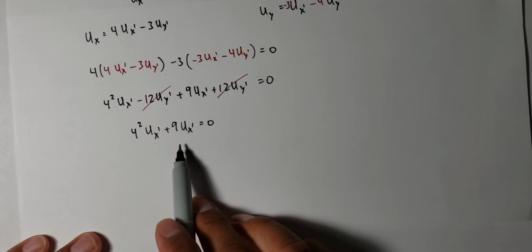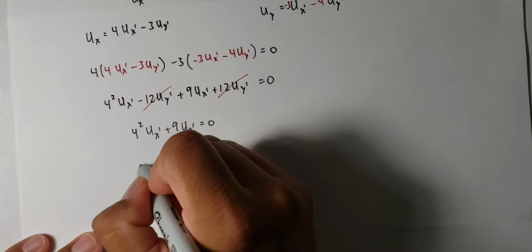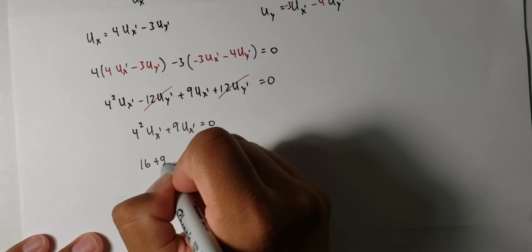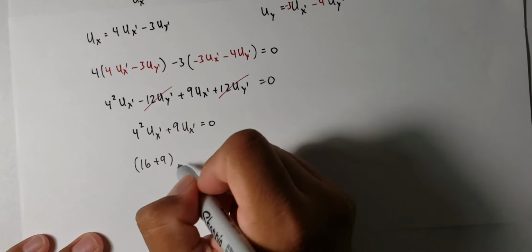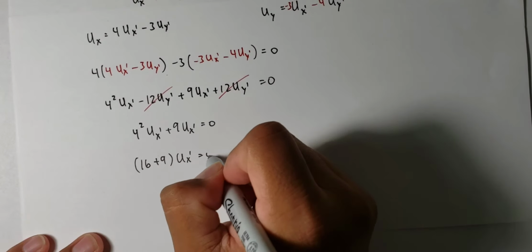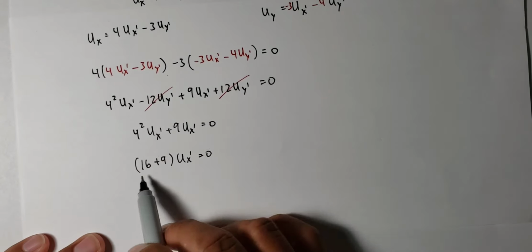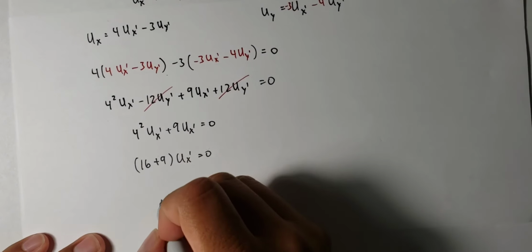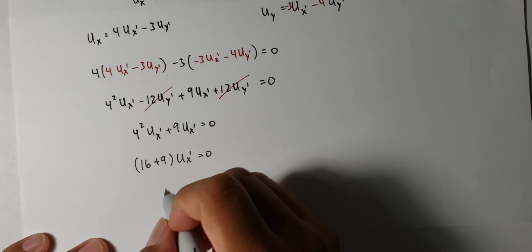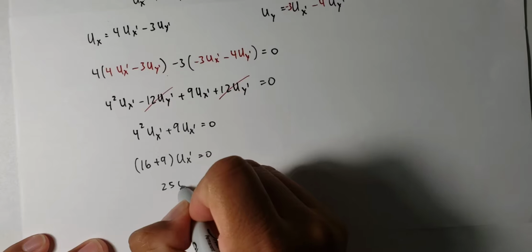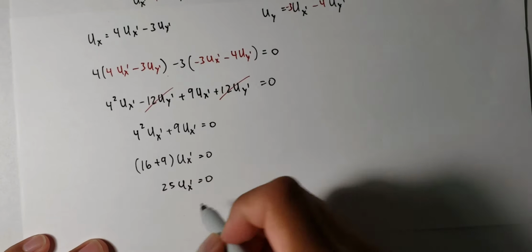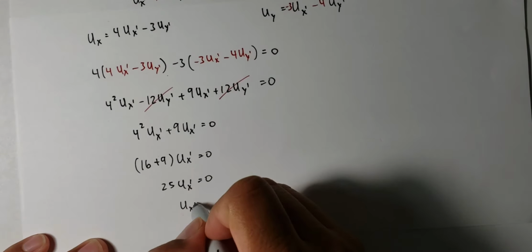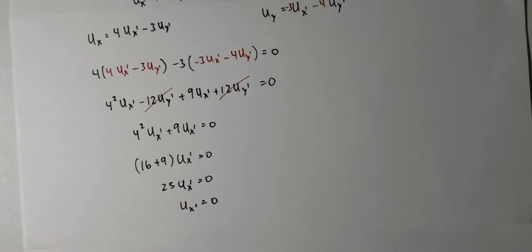Factor out the u of x prime. So you could do 16 plus 9, it doesn't really matter what it is. You can combine like terms, and either way you divide by this item here, 16 plus 9, which gives us 25. So 25 u of x prime equals 0. And either way, you get u of x prime equals 0.